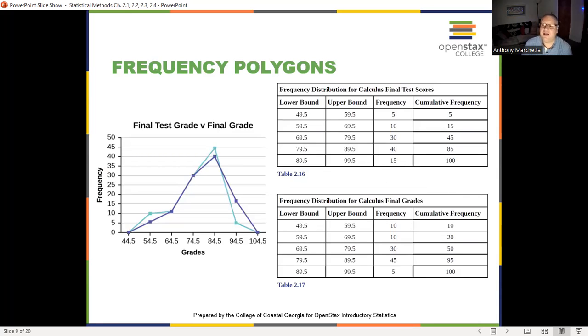Look at the graph now. The light blue line has been added on. So the top set of data is the one that we were looking at before. And the bottom set of data is the new set of data that's being graphed using the light blue line. This is an example of doing more than one frequency polygon at the same time.